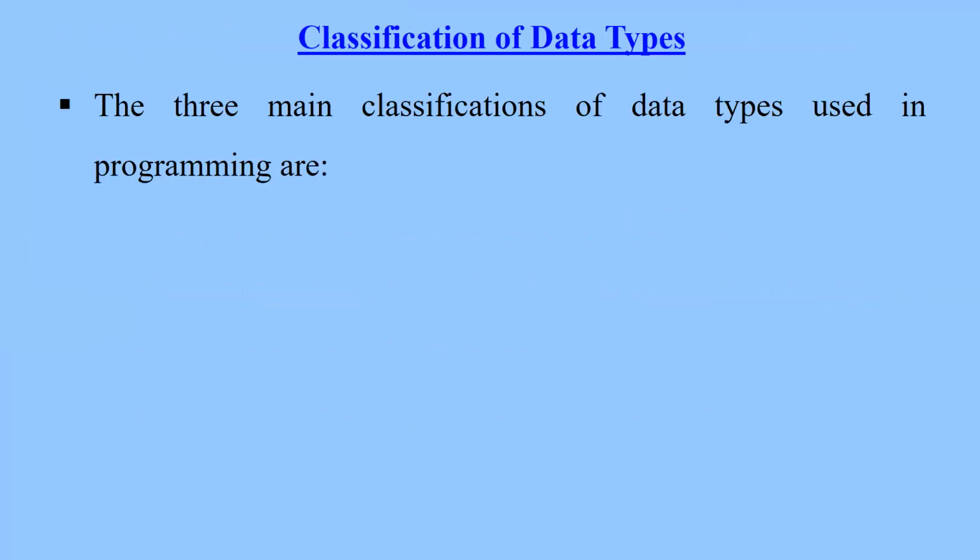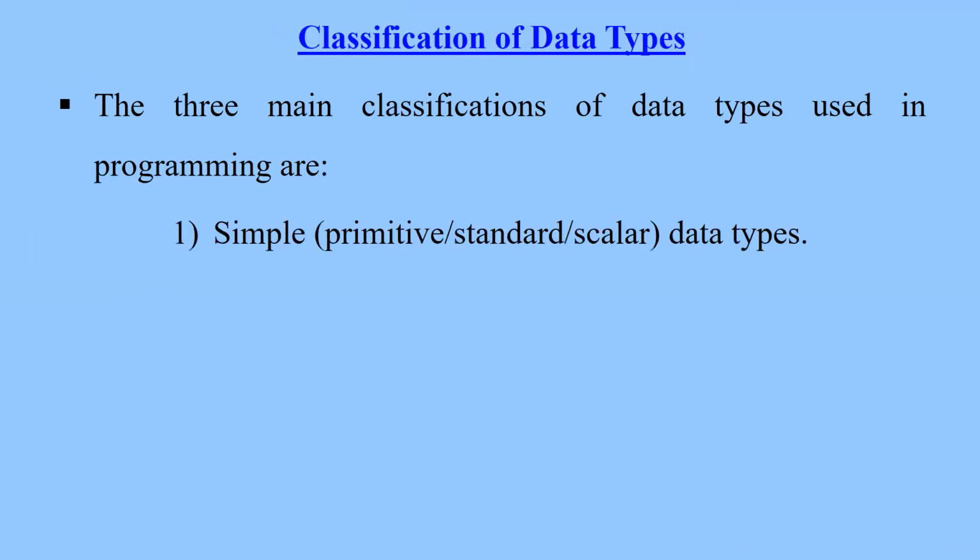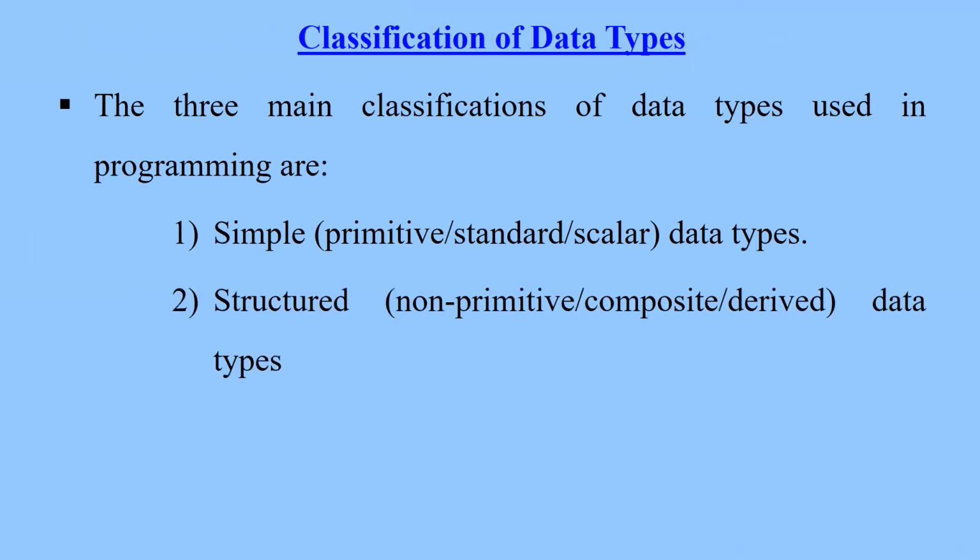Let's look at the classification of data types. The three main classifications of data types used in programming are: number one, the simple, or what we call primitive, standard, or scalar data types. Number two is what we call the structured data types, also referred to as non-primitive, composite, or derived. Number three is what we call the user-defined data types.